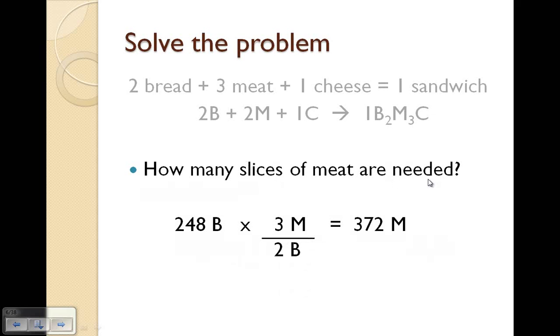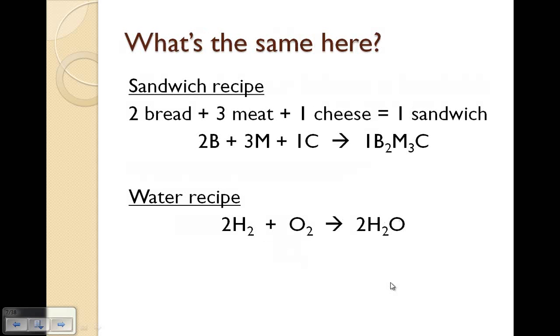Okay, if I want to know how many slices of meat are needed, I could take the 248 pieces of bread, and what I know is for every 2 pieces of bread, I need 3 pieces of meat, so that would give me 372 pieces of meat. Okay, so as you can see, the sandwich recipe looks very similar to the water recipe. And the key thing here is we're using the coefficients to tell us what the ratio between these materials are.